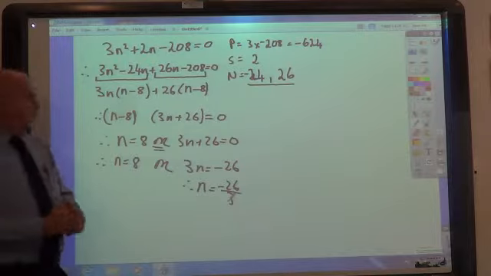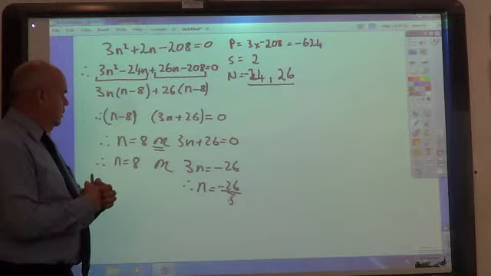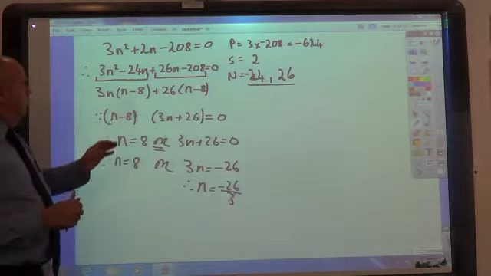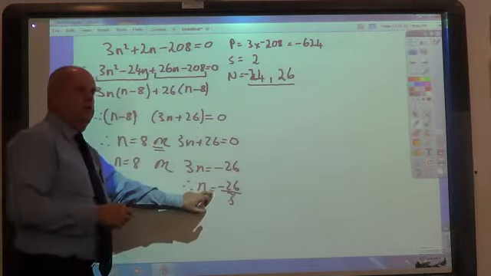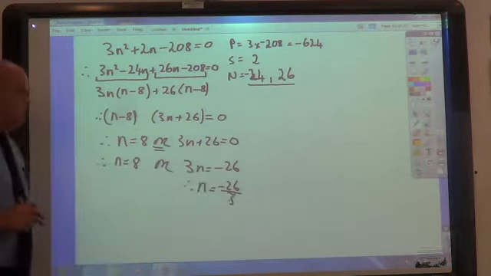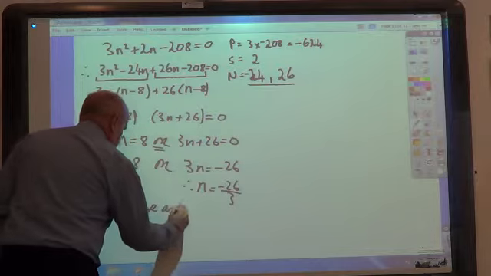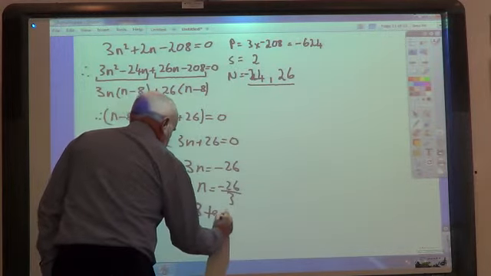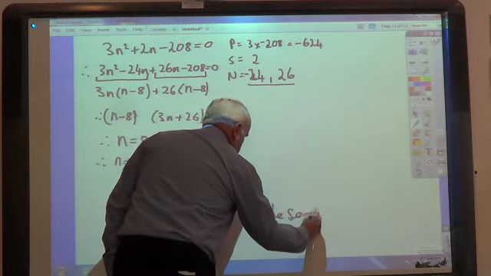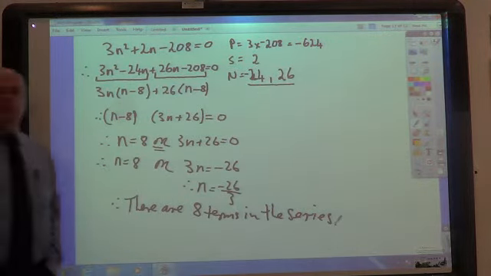The other thing is it's a rational number, but it's not an integer. That's not always a problem in these sort of problems, but the fact that it's negative certainly is a problem. So we just reject that as a solution. So our conclusion is there are 8 terms in the series. We must take 8 terms in the series.